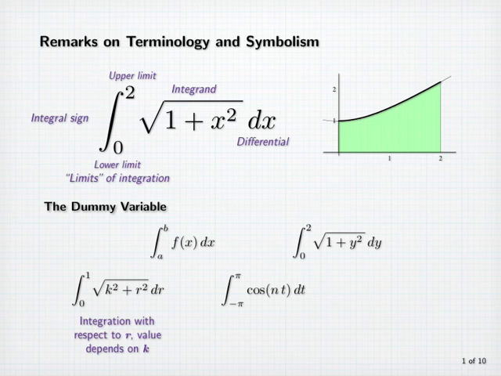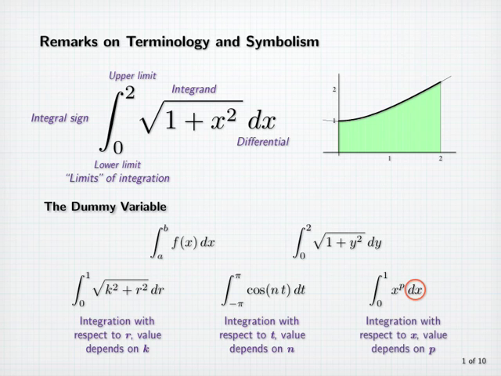In the integral from minus pi to pi of cosine of n times t dt, the dt indicates that the integration is done with respect to t, treating n as a constant, and the value of the integral will depend on the parameter n. In the integral from 0 to 1 of x to the pth power dx, the dx indicates that the integration is done with respect to the variable x, treating p as a constant, and the value of the integral will depend upon the parameter p.